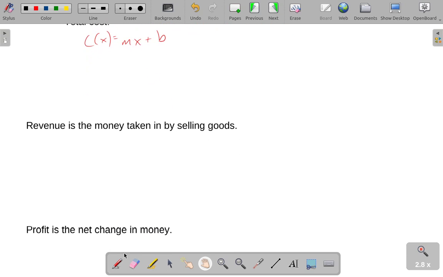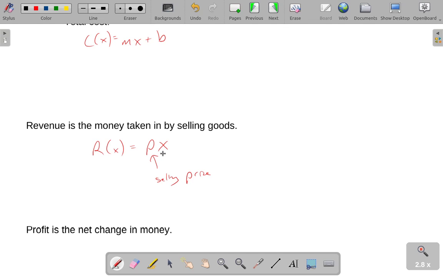All right, your revenue is the money that you take in by selling goods. Your costs don't matter at all when you're talking about your revenue. This is literally however much you sell your items for times the number of items you sell. I don't want to call it m because I just used that up here. I'll call this px. This is the selling price.